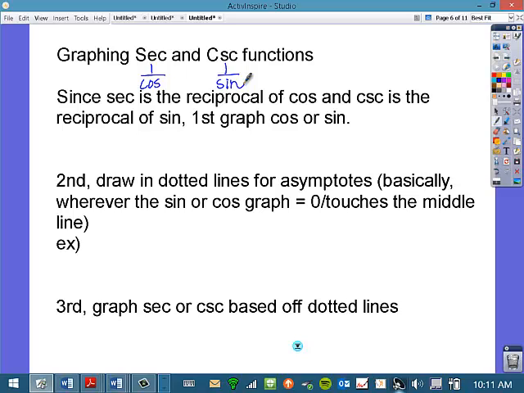So the first step is, if you're graphing secant, you're actually going to start by graphing the cosine function. If you're graphing cosecant, you're actually going to start by graphing the sine function. The second thing is you're going to draw dotted lines that represent your asymptotes.